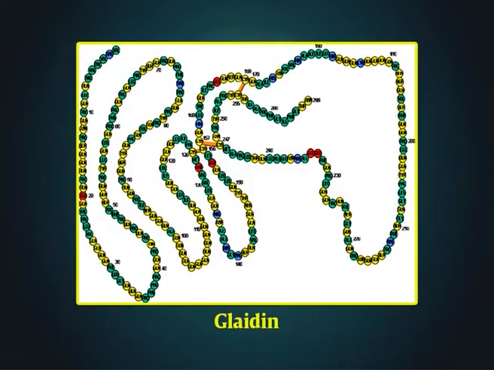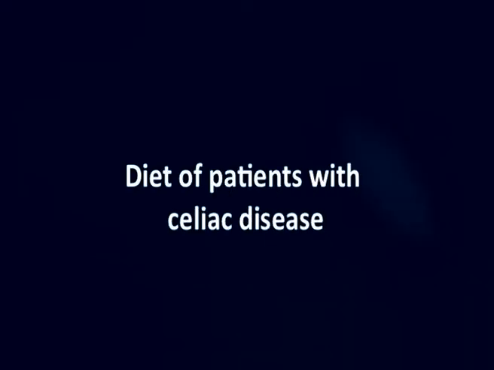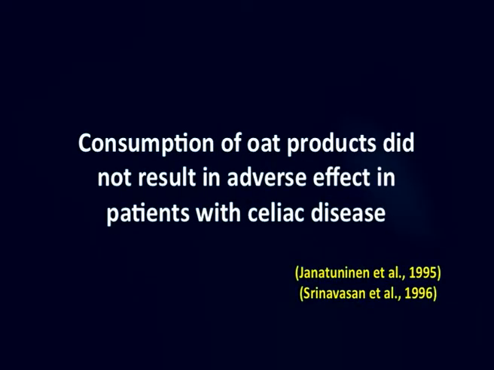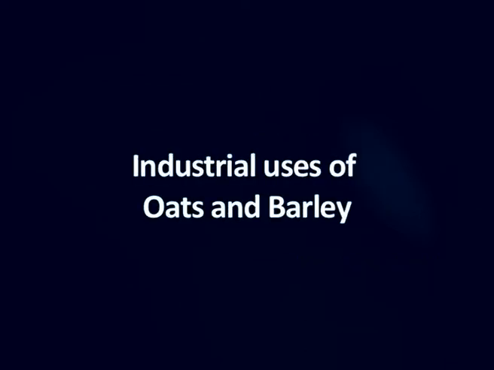Celiac disease is characterized by a severe adverse immunological reaction of the intestinal mucosa to gliadins. Gliadins are a component of the gluten protein found in wheat, rye and barley, and these cereals are excluded from the diet of patients with celiac disease. Recent studies have shown that the consumption of oat products did not result in adverse effects in patients with celiac disease. Industrial uses of oats and barley.